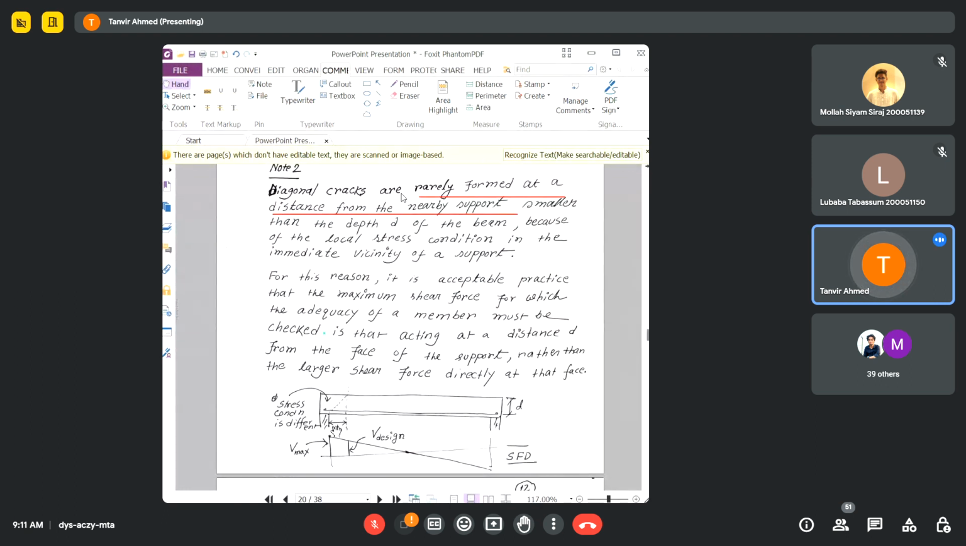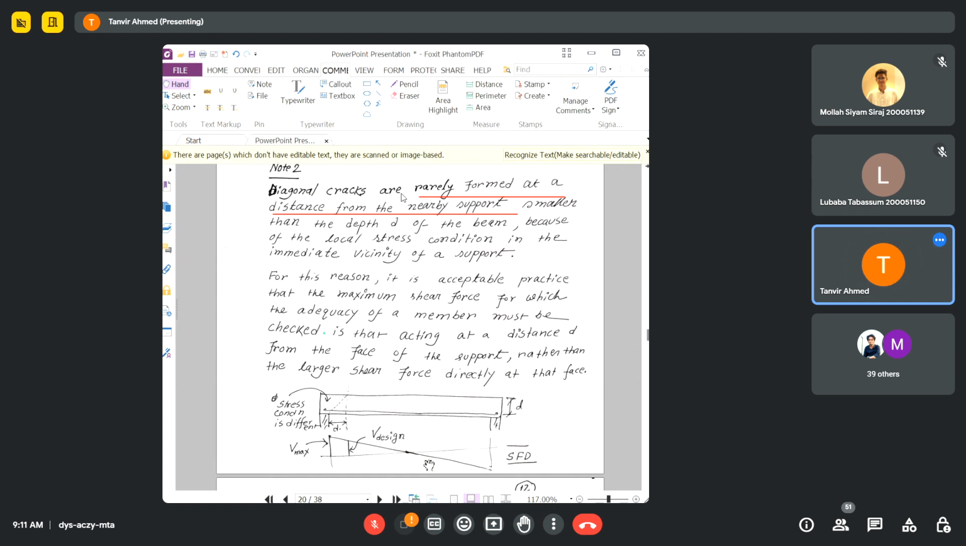Okay, so for that reason, what you can do is take the shear force at a distance d in your shear force diagram. Rather than taking the shear force at the support, you can take the shear force at a point at a distance d, and consider that shear force as your design shear force.